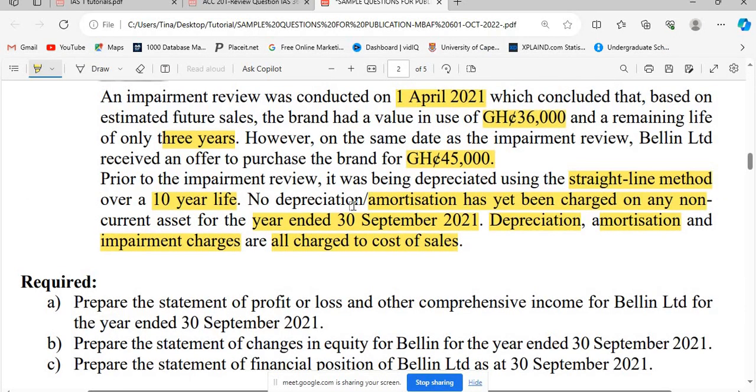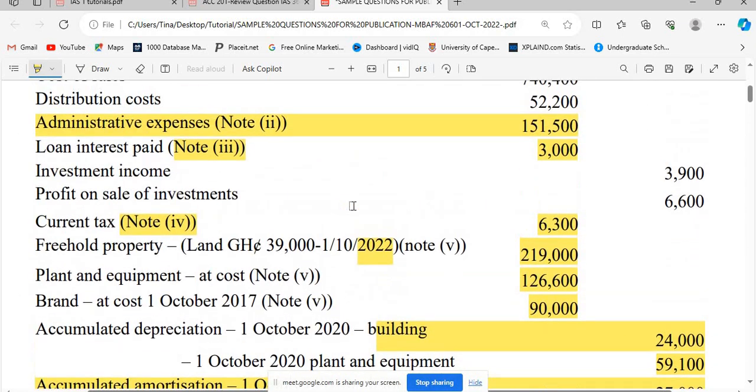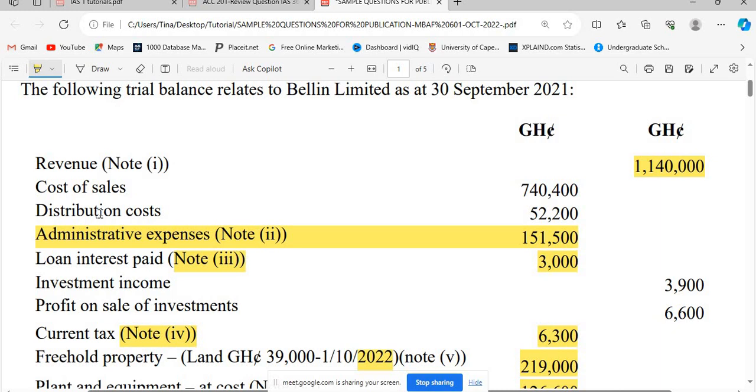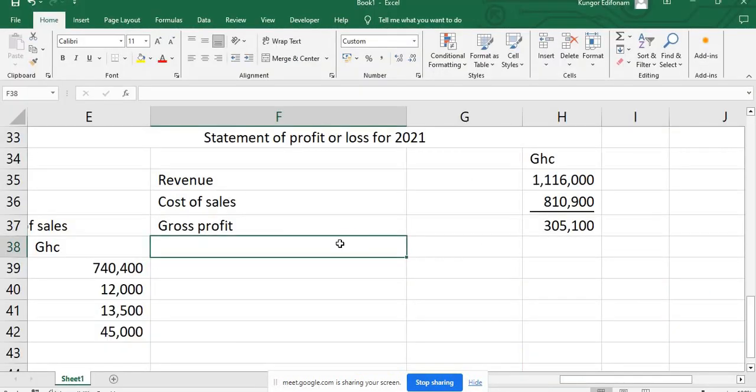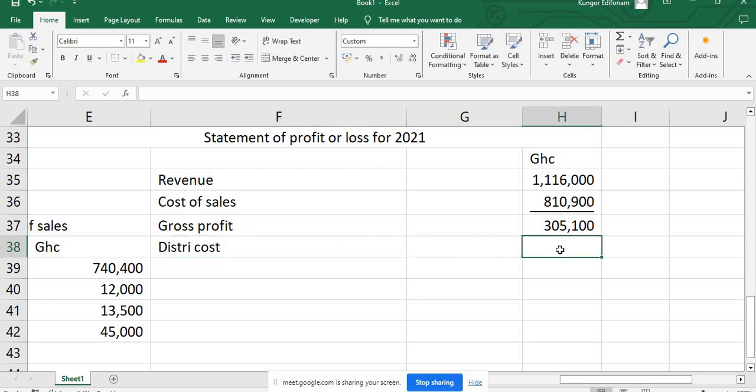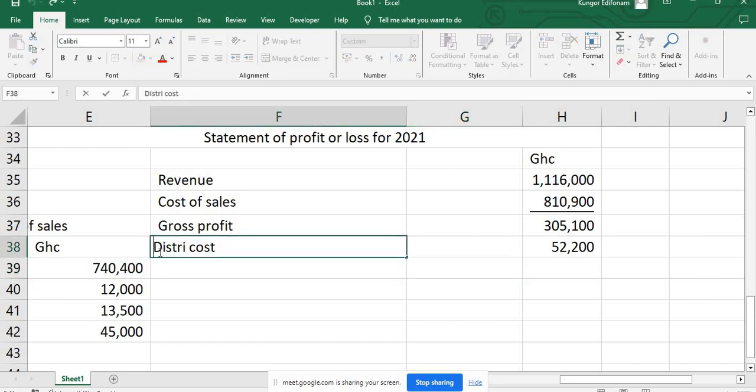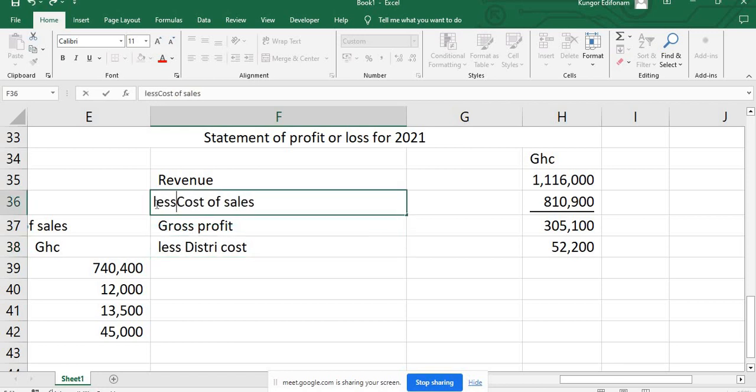And then we move on to our distribution cost. So everything has been arranged for us. We just pick them. So from cost of sales, we go to distribution cost. There wasn't any adjustment, so we won't do anything with it. So we just take the figure 52,200. So this cost is 52,200. You should know we are lessing, since it's a cost, so less.